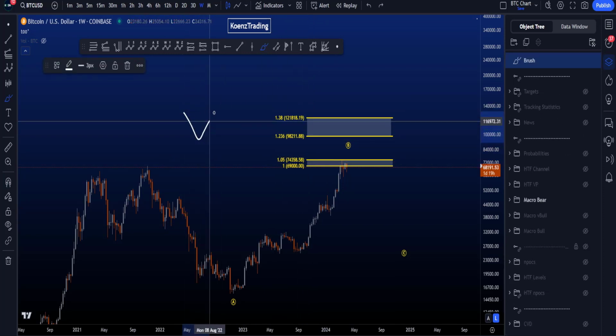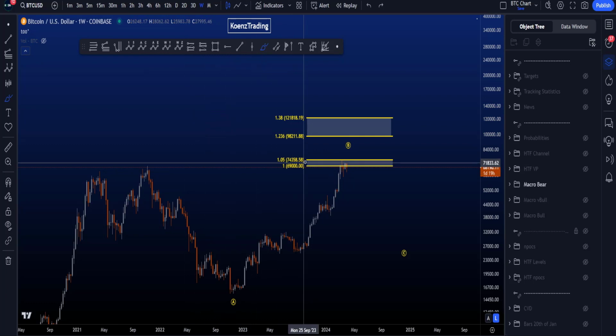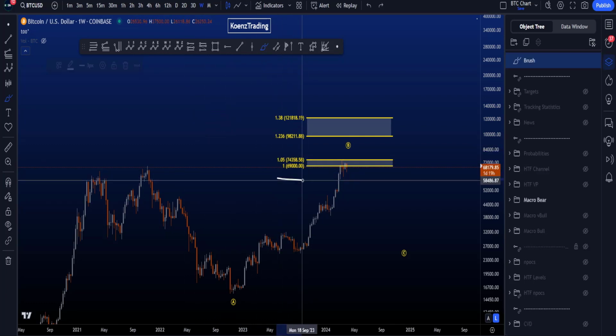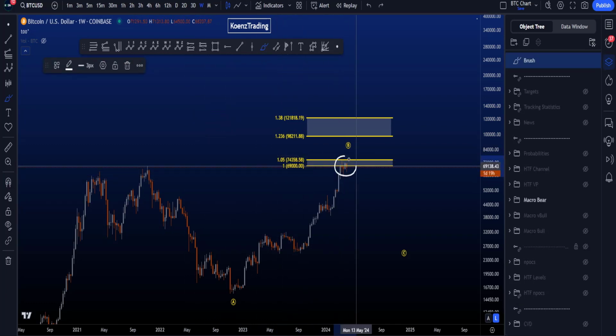The second flat pattern, which is less common, is a regular flat where the common target is between the 0.9 and the 1.05. That is where we are now.